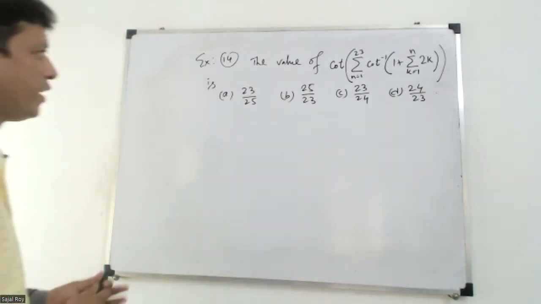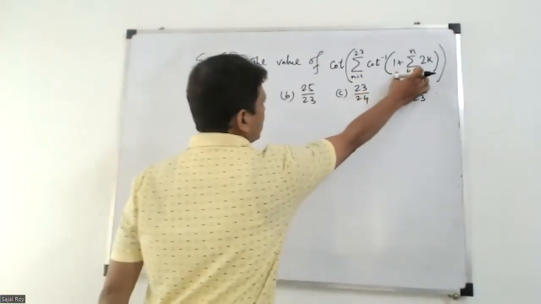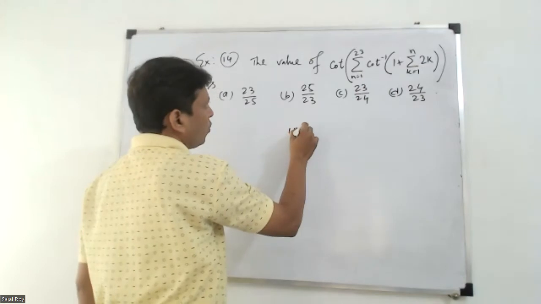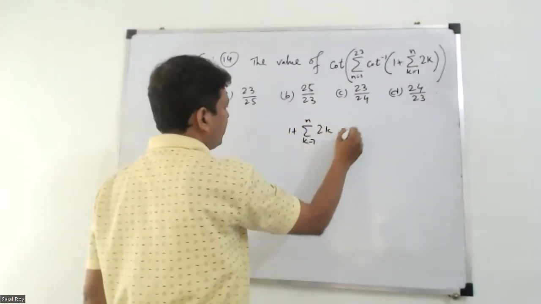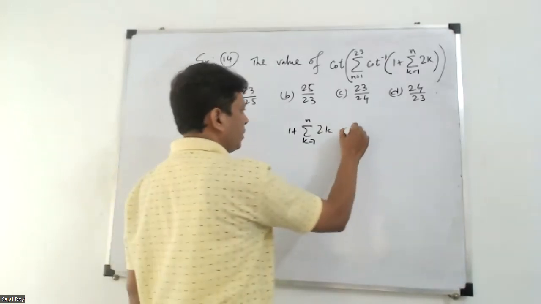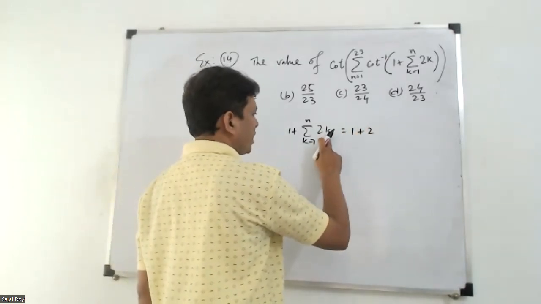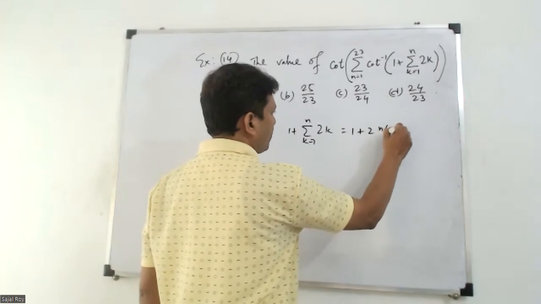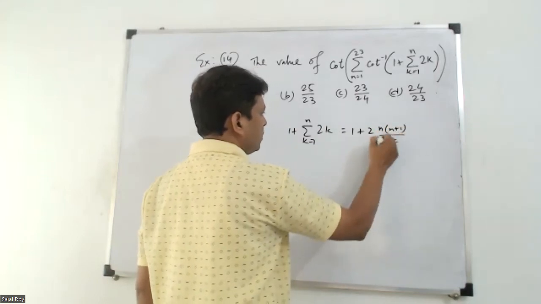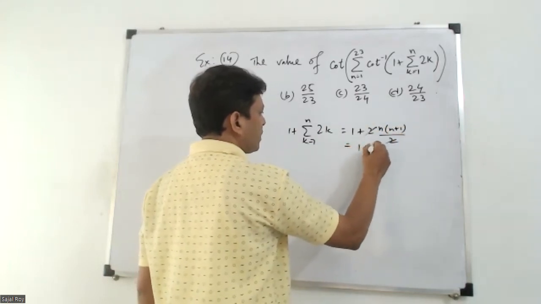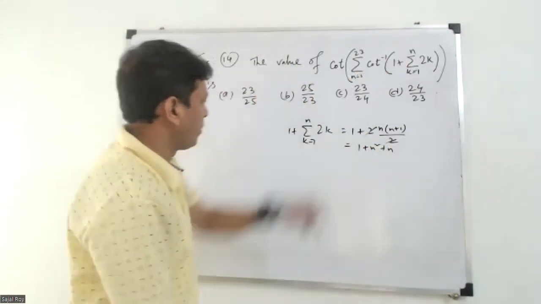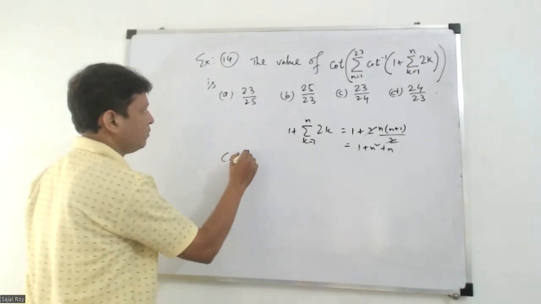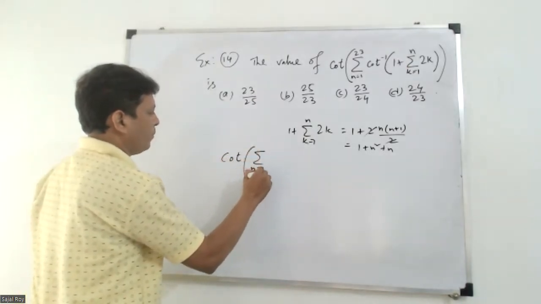I'll just give you the hint of this. Just expand this one, 1 plus summation k equal to 1 to n 2k. What will be the summation? Tell me, 1 plus 2, what is the summation k? n into n plus 1 by 2, right? 1 plus n square plus n. Look at that, 14 was the same problem. Same problem.